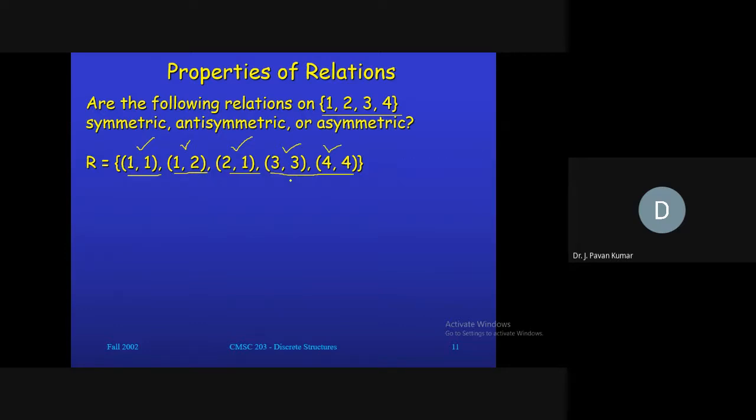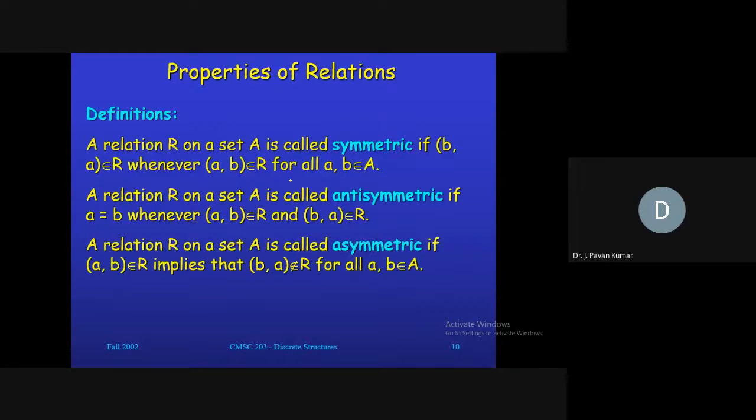Okay. Let us see what is meant by asymmetric. Before going to antisymmetric, let us consider asymmetric. This is the third one. Relation R on a set A is called asymmetric if (A, B) belongs to R implies that (B, A) does not belong to R. If (A, B) is present in the relation, then (B, A) should not belong to R. That is the reverse of symmetric, right? Such a relation we call an asymmetric relation. Is the definition clear?